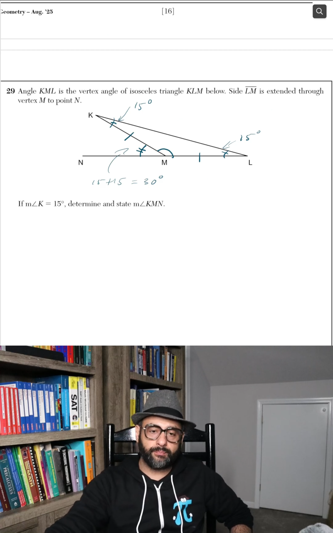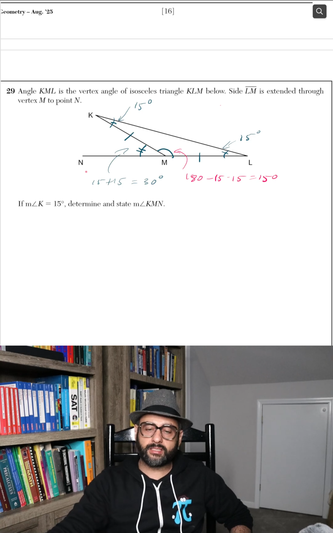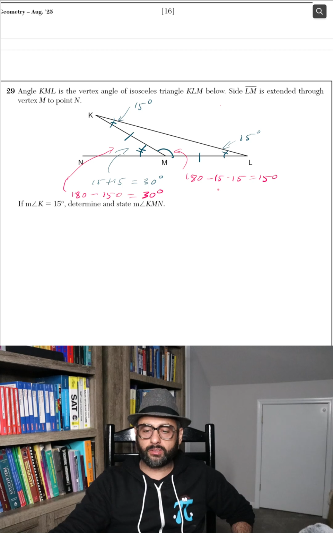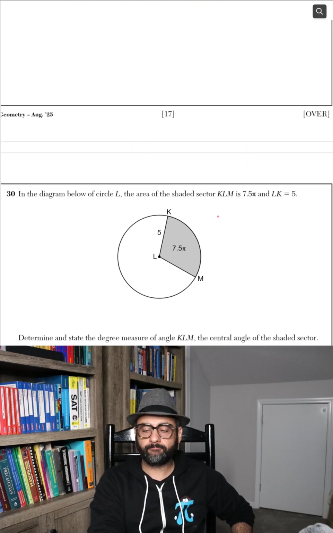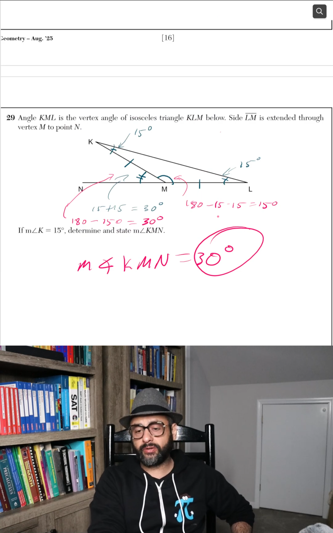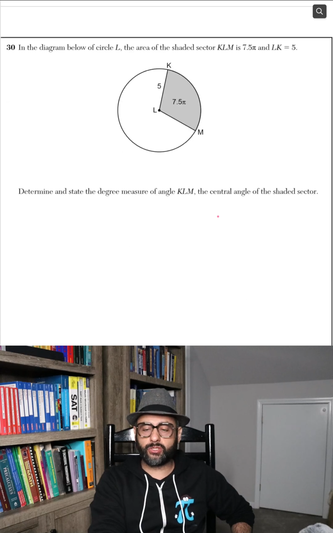There is another way to do it. If you know that the measure of those two angles are congruent, 15 and 15, then the measure of that angle is 180 minus 15, which is equal to 150. And then this angle measure is 180 minus the 150, which once again is equal to 30 degrees. Any of these two ways of doing the problem, the purple way or the green way, is valid, but the measure of angle KMN is equal to 30 degrees. Circle 30 degrees, and I get 2 points. That's great. High school exterior angle theorem or angle chasing. Both get you the same answer.